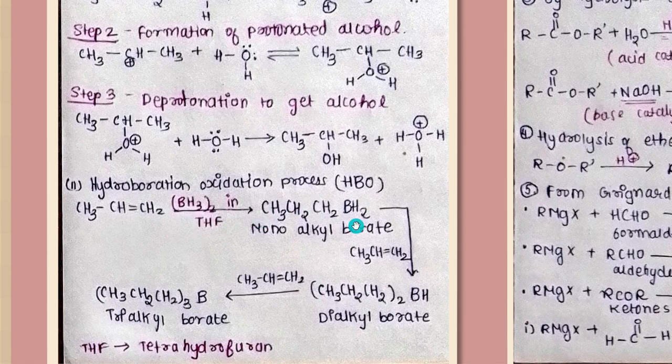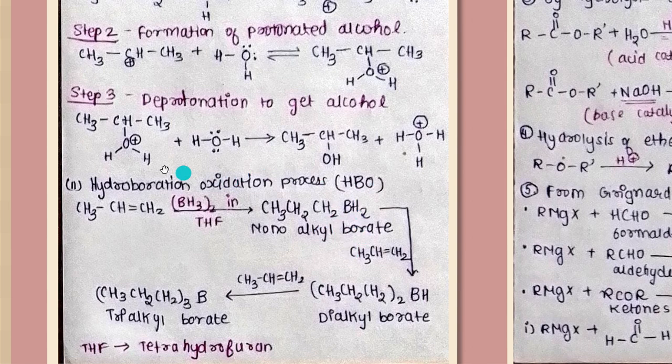Okay, so what will we get here? We will get CH3 CH2 CH2, which means that the double bond is broken, right? We have only single bond. CH2 BH2. Okay, so actually boron is having a valency of 3, right? So it should be BH3, but one of the hydrogen of that BH3 is replaced by this CH3 CH2 CH2 group. So now what we are getting? We are getting CH3 CH2 CH2 BH2, which is monoalkyl borate.